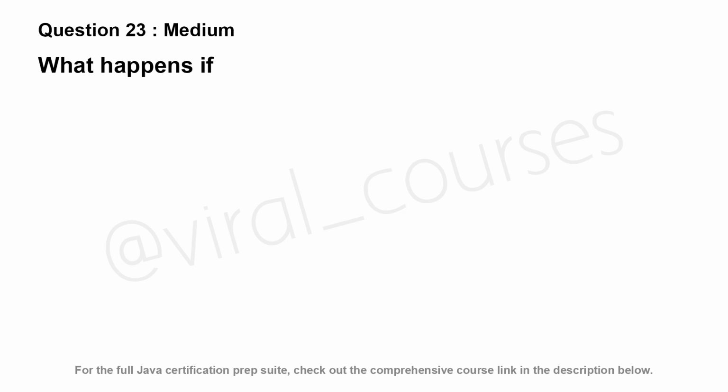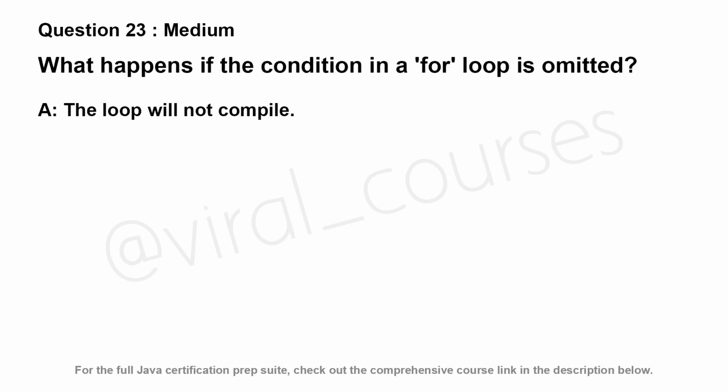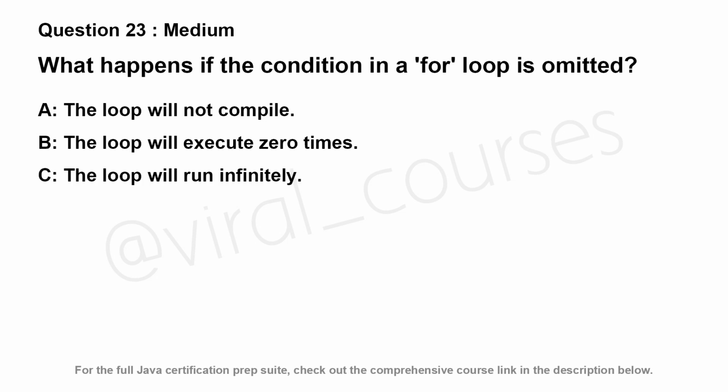What happens if the condition in a for loop is omitted? Option A. The loop will not compile. Option B. The loop will execute 0 times. Option C. The loop will run infinitely. Option D. The compiler throws a warning.